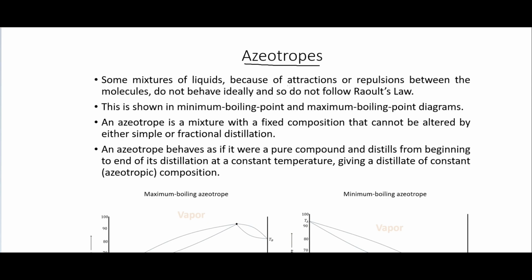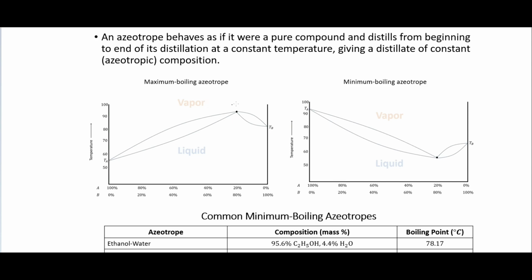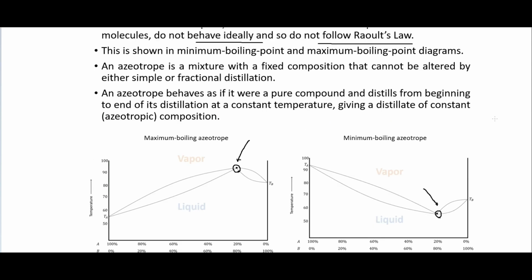So some mixtures of liquids, because of attractions or repulsions between the molecules, do not behave ideally, and so they do not follow Raoult's law. So this is shown in minimum boiling point and maximum boiling point diagrams, which I have right here. So what we end up having are these points here where we get the maximum or minimum boiling point, but it's not at a pure substance. And so when you try to distill these, you're only ever going to get this or this coming off as acting like the pure substance essentially. And so you can't use distillation to completely separate those.